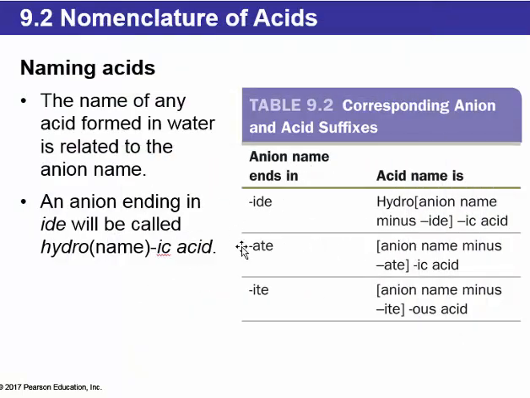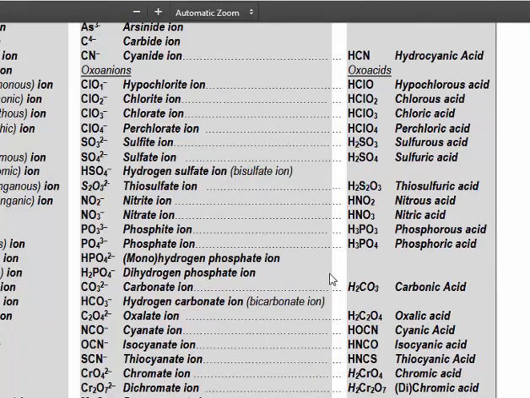If an anion name ends in "ate", then the acid name replaces the "ate" suffix with an "ic", and I remember that by "I ate something icky". And if the anion name ends in "ite", then the acid name ends in "us", O-U-S, and I remember that by "I" and "us". So this list here can maybe help us understand a little better how this works.